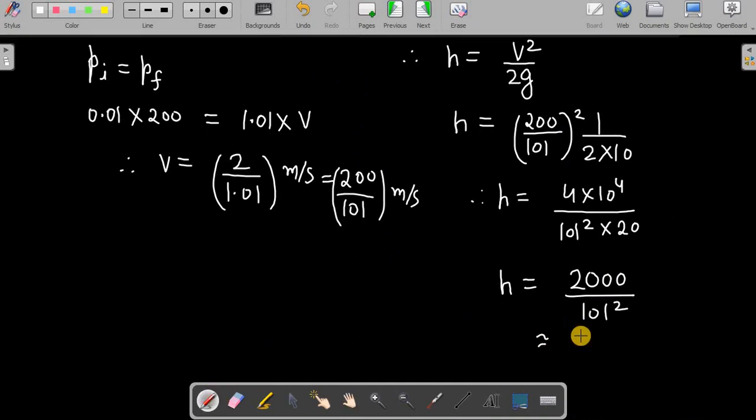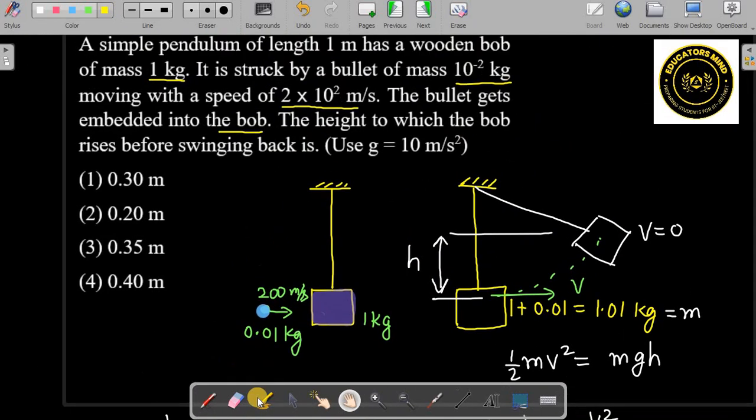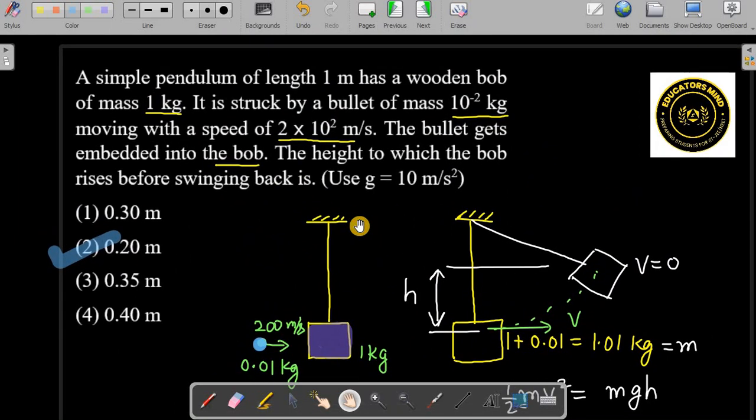If you use approximation, then this is 2000 and here 101. If I take 100 near about, we can cancel this 1000. So approximately we can say 0.2, so we can use 0.2 meter. Our calculations are in meter, so 0.2 meter, option 2. Then let's go to the next.